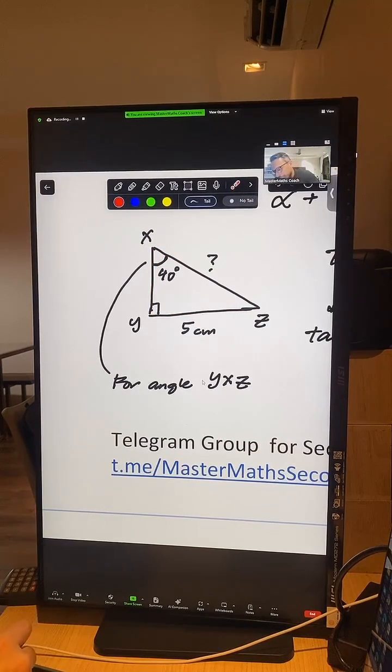However, if I were to take another angle, you know that that's going to be 40 degrees, and this is going to be 50 degrees. If I were to take this angle instead, this will be my adjacent side. Adjacent means next to. And this will be my opposite side.